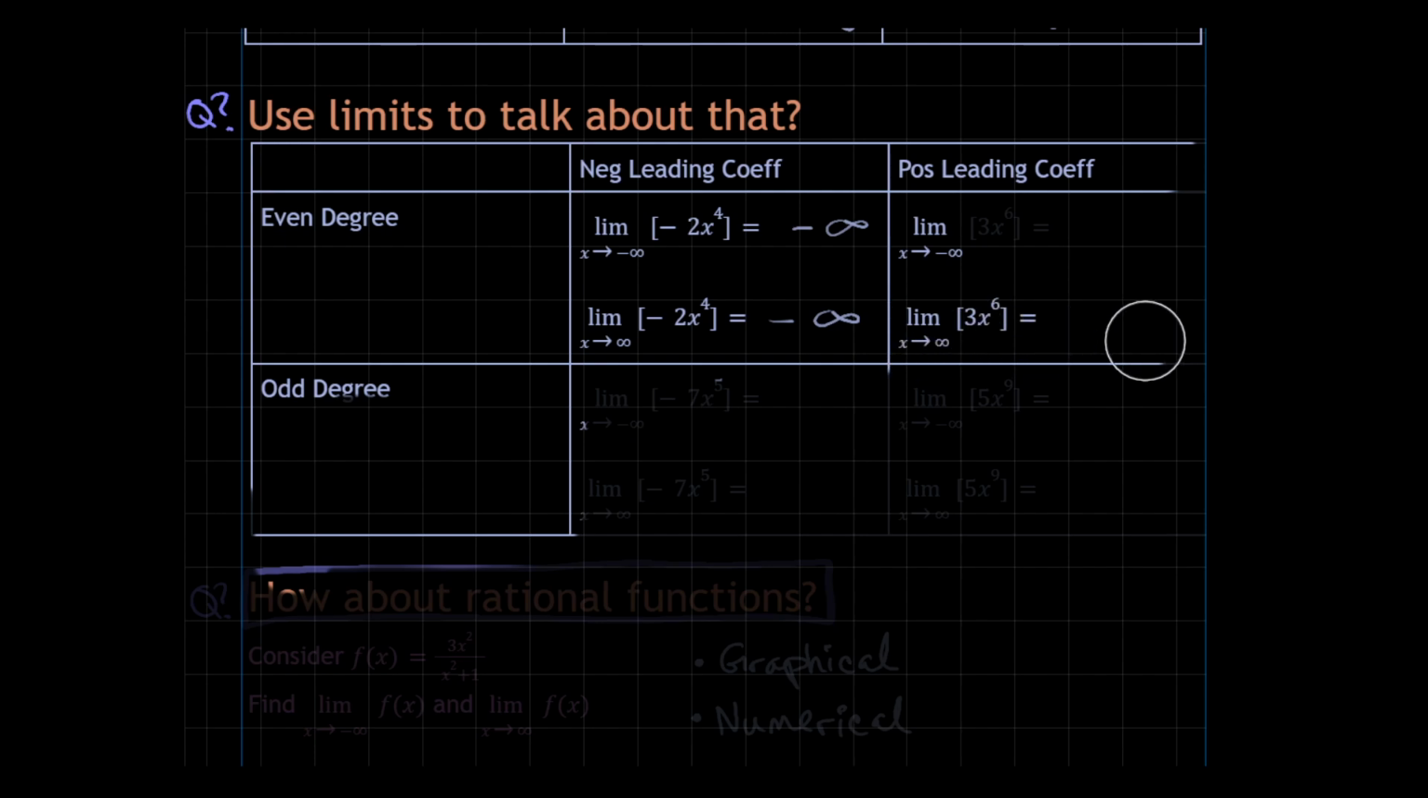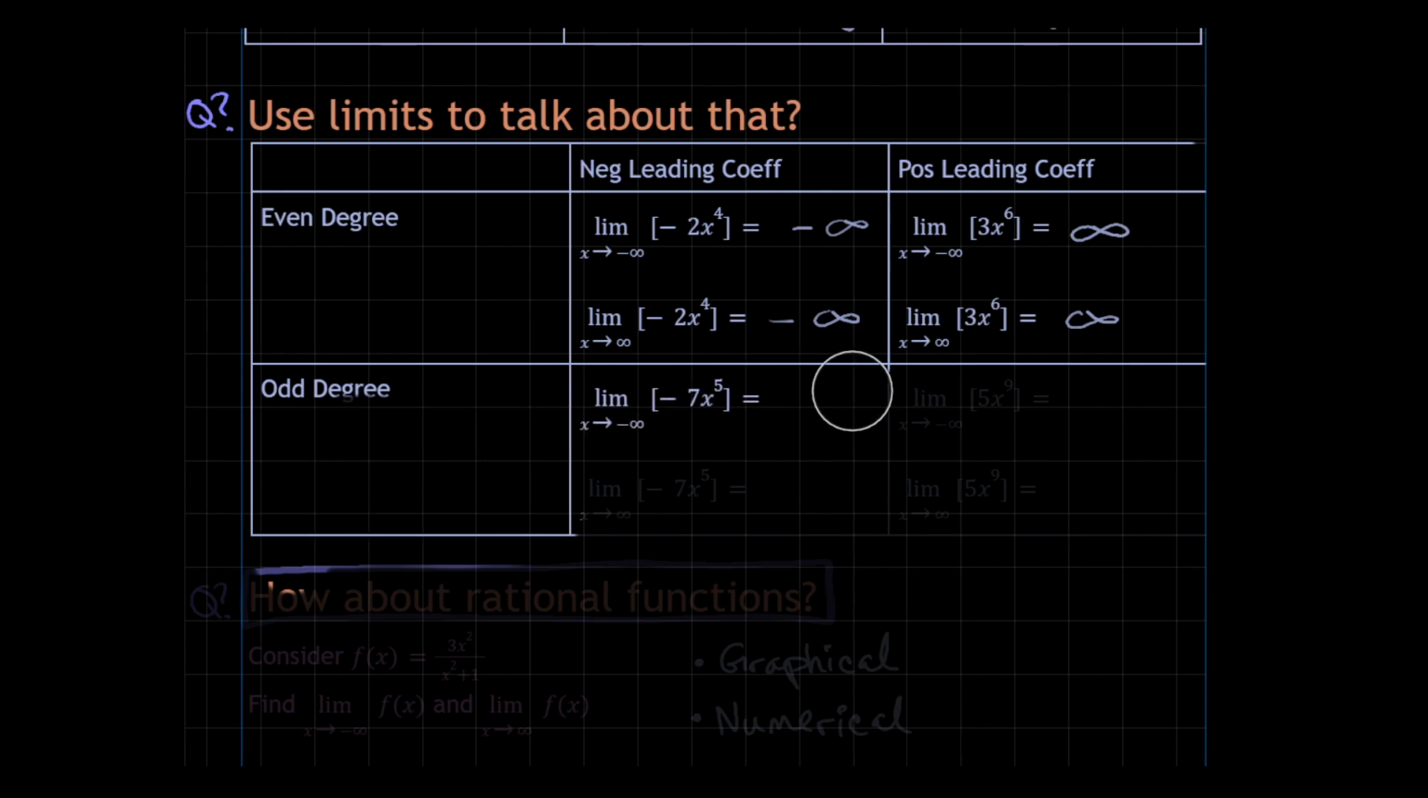What if the leading coefficient is positive instead? For example, with 3x to the 6th. When x is a large negative number, x to the 6th is still positive. Times 3 is positive. This will go to positive infinity. When x is a large positive number, all of that is definitely positive. And so you get the smiling behavior.